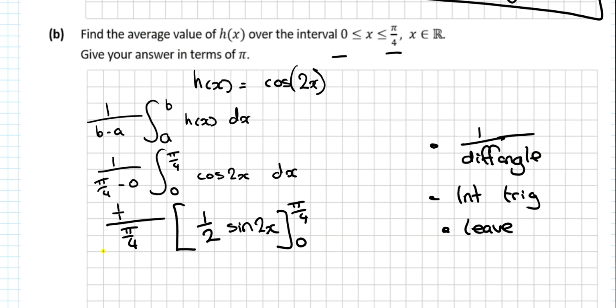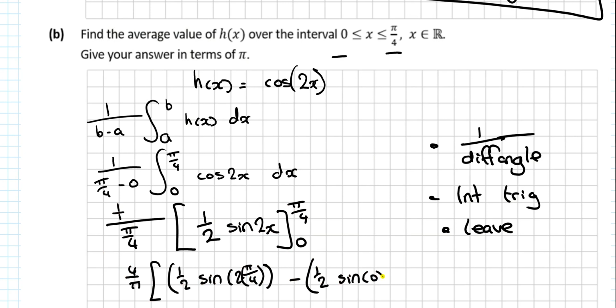This is 1 over 1 really on the top line. So how do we divide fractions? We flip the second and multiply. So it's 1 over 1 multiplied by 4 over pi. So you just get 4 over pi. Then 1 over 2 sine 2 times pi over 4 minus 1 over 2 sine 2 times 0, or 2 by 0 is just 0.